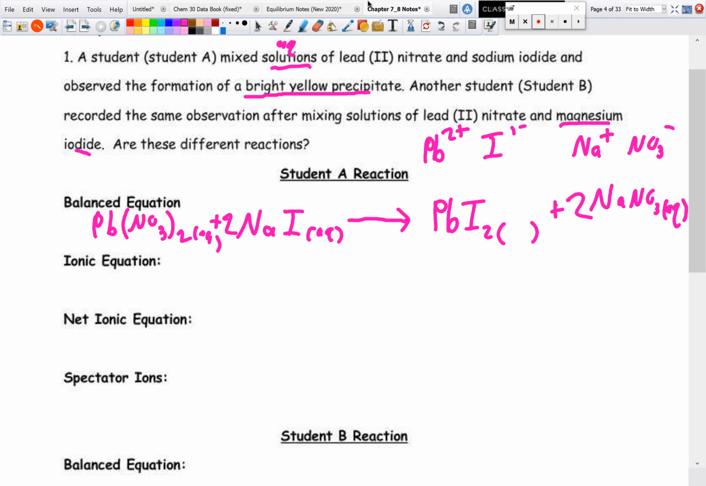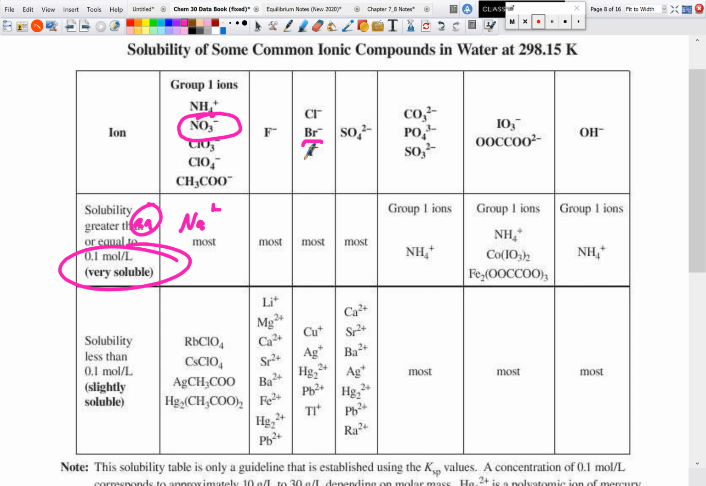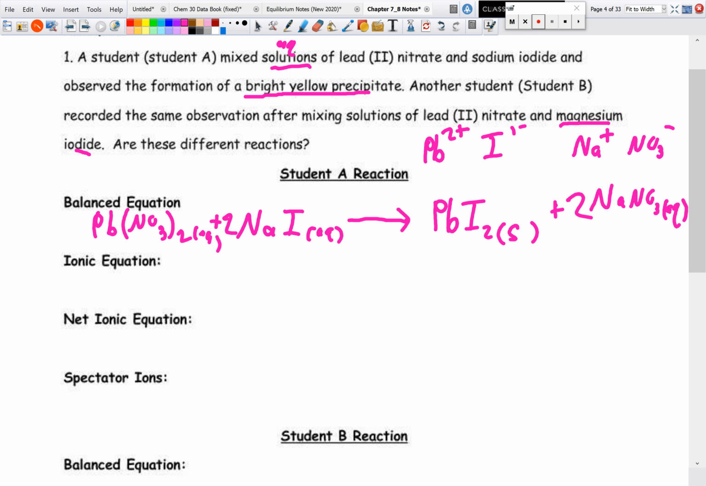Now for our lead 2 iodide, we see iodine right here. Most things are soluble, luckily, but we see lead 2 plus slightly soluble, so that stays as a solid. Excellent. Now, for our ionic equations, as it said on the previous page, we dissociate all soluble ionic compounds, ionize all strong acids, and everything else stays the same.